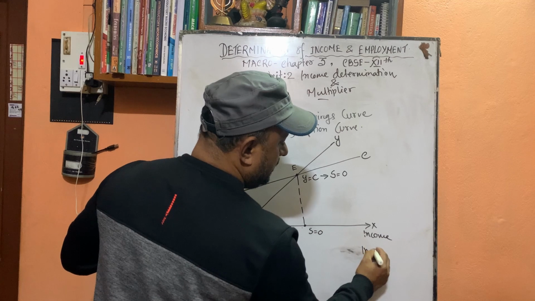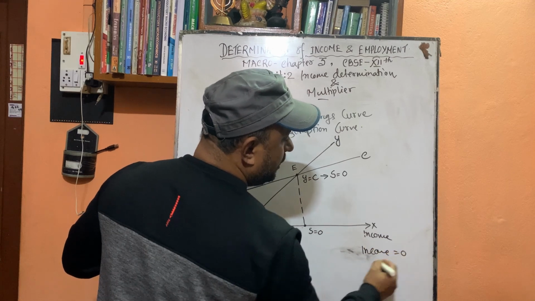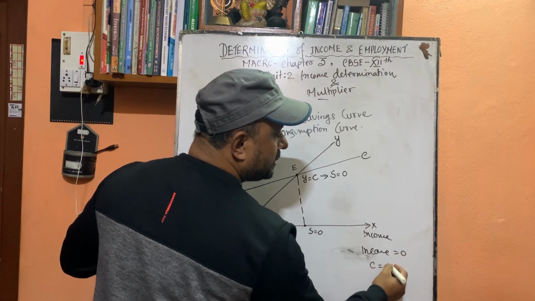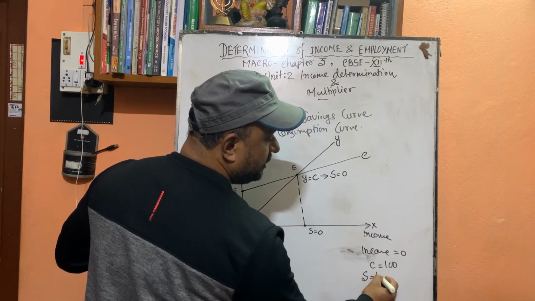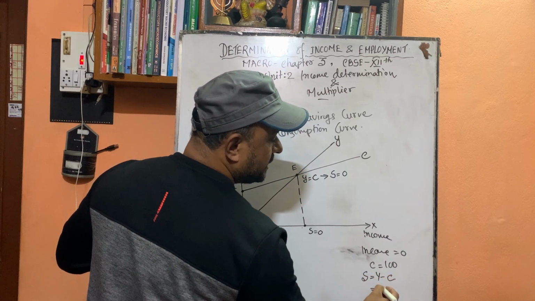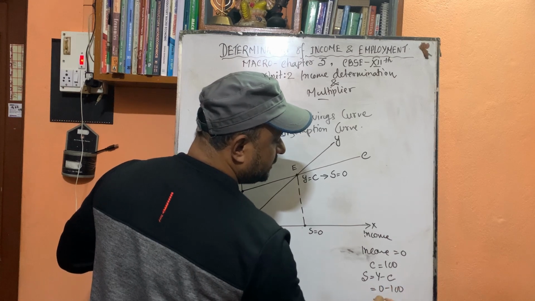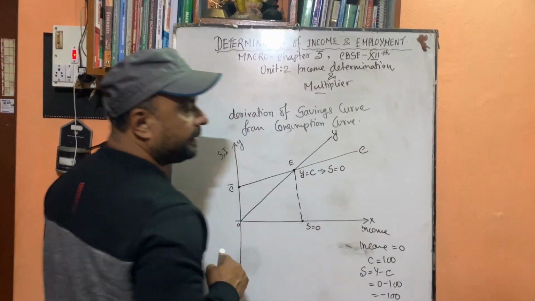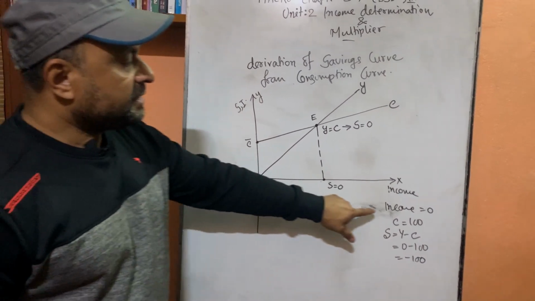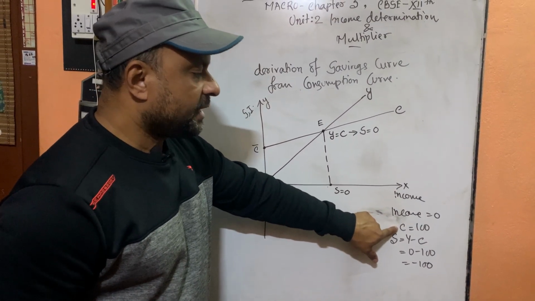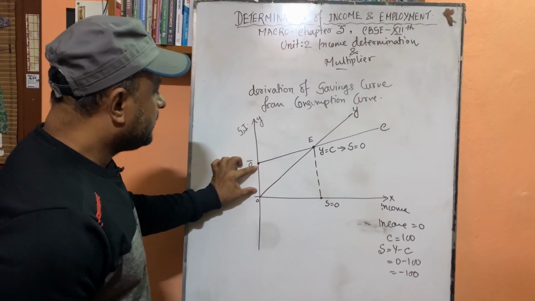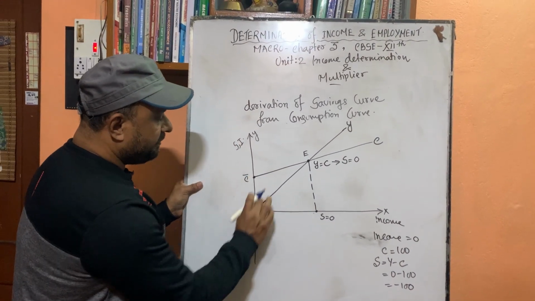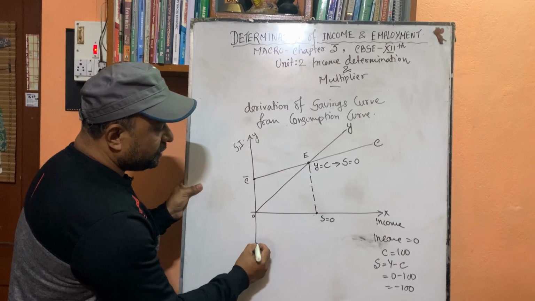For example, suppose income is 0. When income is 0, consumption is never 0. Suppose consumption is 100. Then savings will be income minus consumption, that is 0 minus 100, which means minus 100. So when income is 0, whatever the consumption is, its negative is savings. So this is our autonomous consumption. With the same gap on the negative side, savings will start.